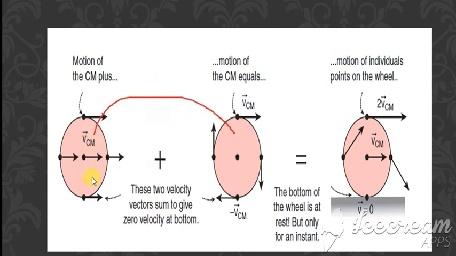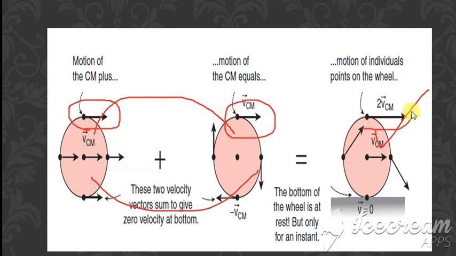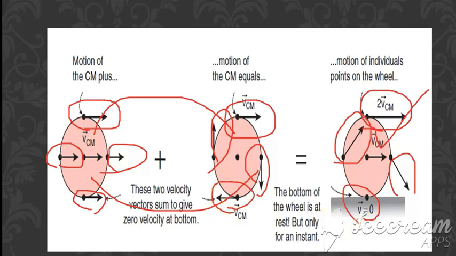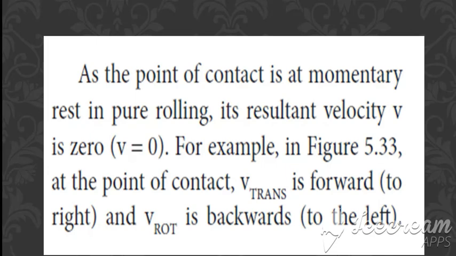You add the two diagrams, and we get this resultant. Both are acting along the same direction, so we write 2 VCM. In the same way here, the resultant of these 2 points is this one. The next 2 points' resultant is acting in the downward direction, and in the last one, they are both in opposite directions, so the velocity is considered to be 0. The point of contact is momentarily at rest in pure rolling.